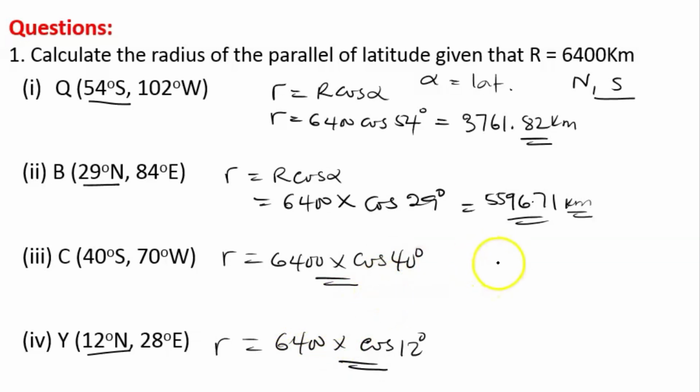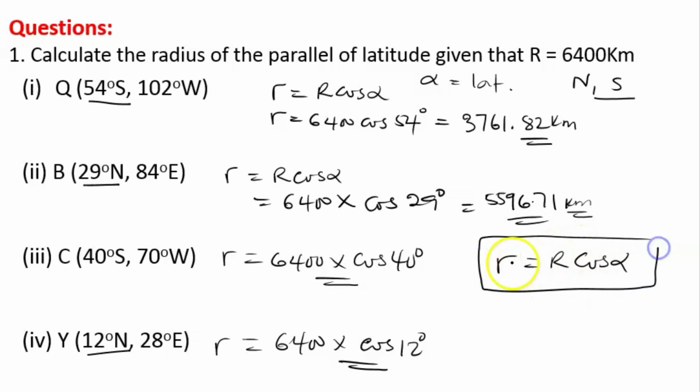So basically, the relationship between r, the radius of parallel of latitude, and that of the radius of the earth is this. Once you remember this expression, this formula, this is what you'll be using whenever you are asked to calculate the radius of the parallel of latitude. This is also going to help us when we get to calculations on distances.